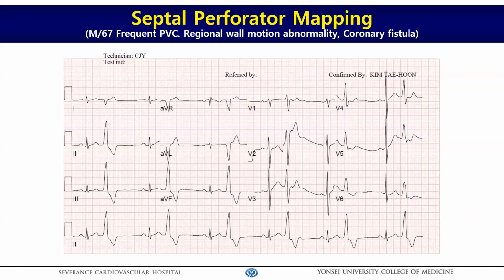This is the ECG of a 67-year-old male patient with frequent PVC. He also has a coronary artery fistula and marginal regional wall motion abnormality on echo. At first glance, it is an outflow tract PVC, but if you look at V1 to 3, the intrinsicoid deflection time is unusually long. Lead 1 shows a DBS wave, suggesting a relatively left-sided summit focus.